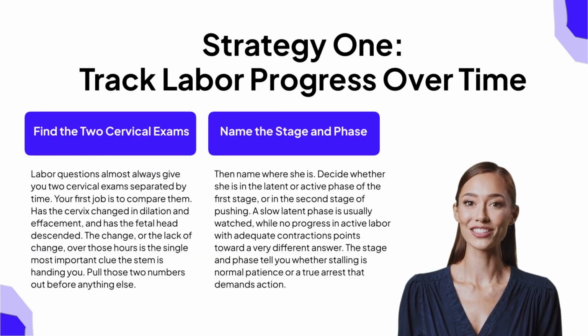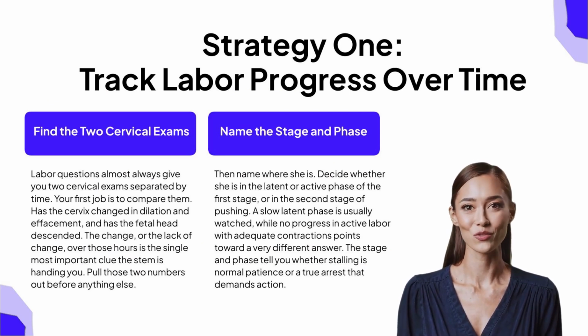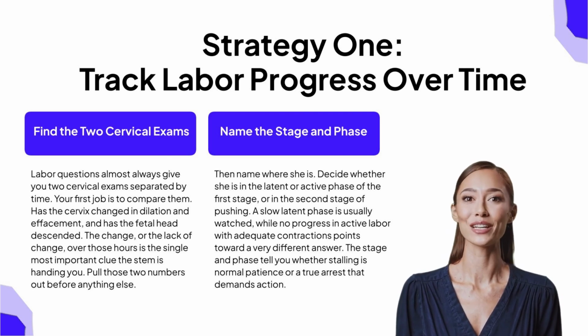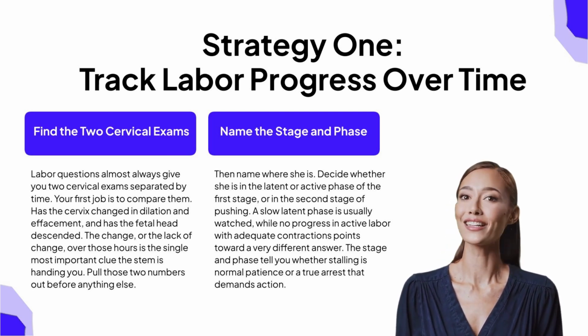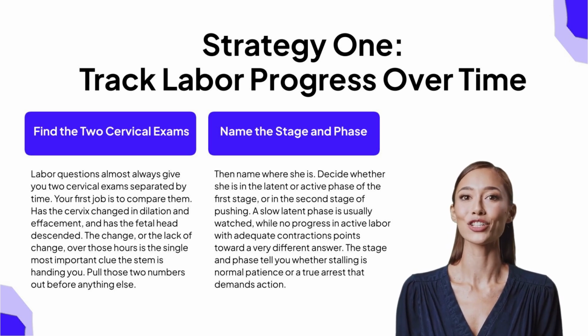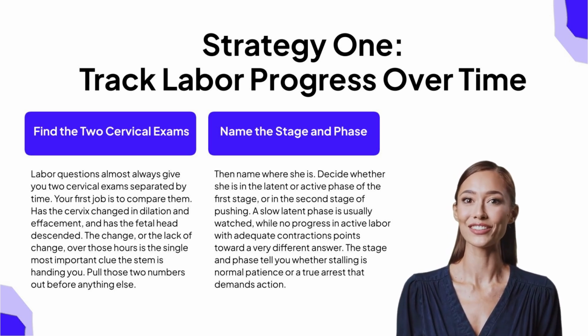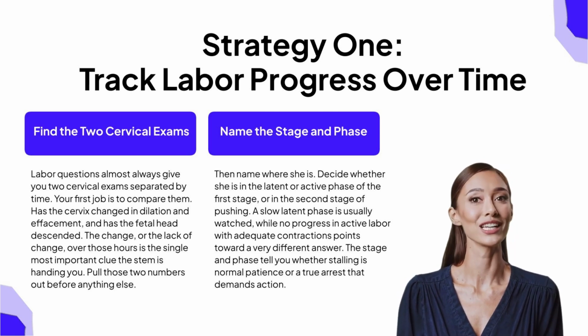Our first strategy is to read every labour vignette by tracking progress over time. These questions almost always give you 2 cervical examinations separated by a few hours, so your very first move is to compare them. Look at the dilation, the effacement, and how far the fetal head has descended, and ask whether anything has changed. That change, or the absence of change, is the most important clue in the whole stem.